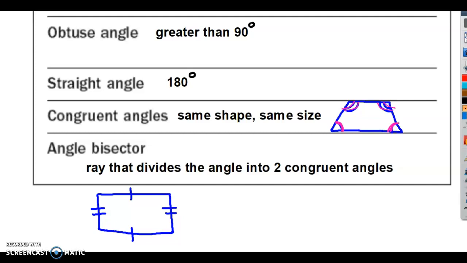An angle bisector is a ray that divides an angle into 2 congruent angles. So if you've got, do I want diagrams for that yet? Or is that coming up? I'll just go ahead and draw it. If you've got an angle right here, and I've got a ray right in the middle, okay? And I say in the diagram that angle is congruent to this angle.